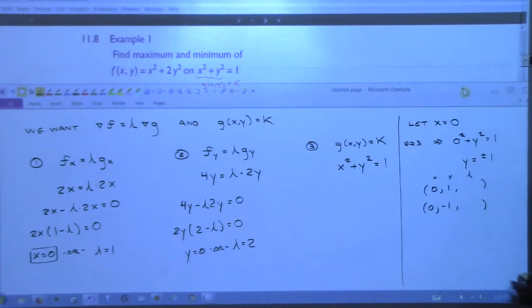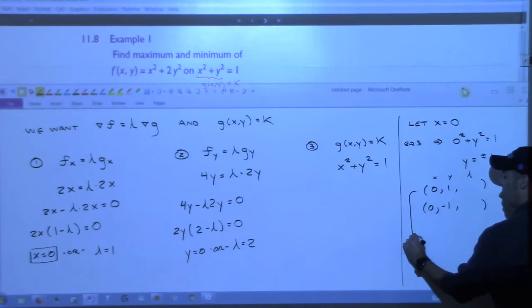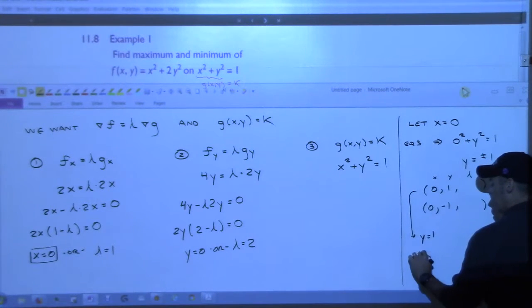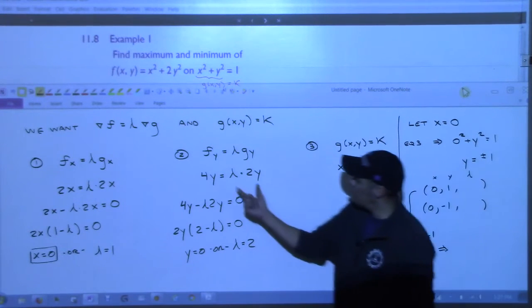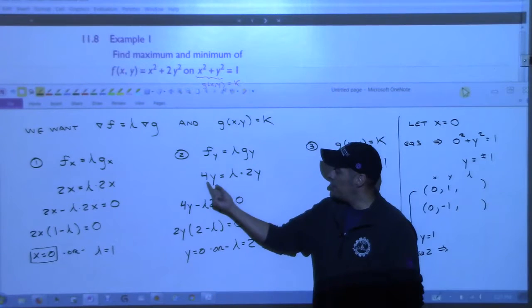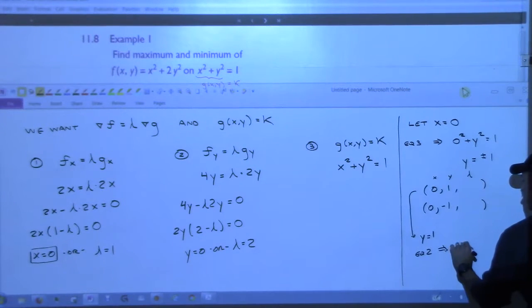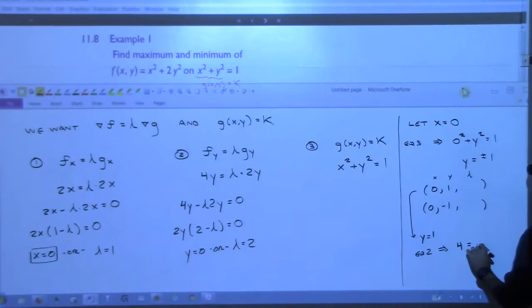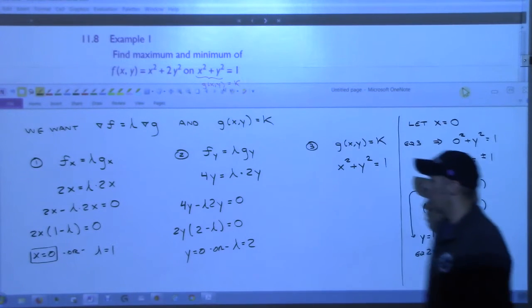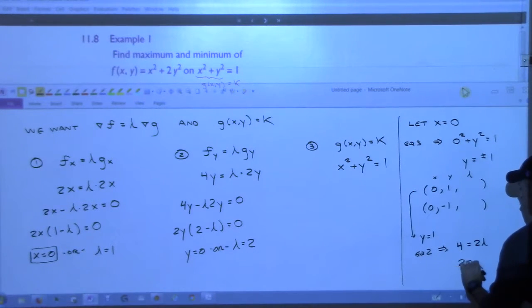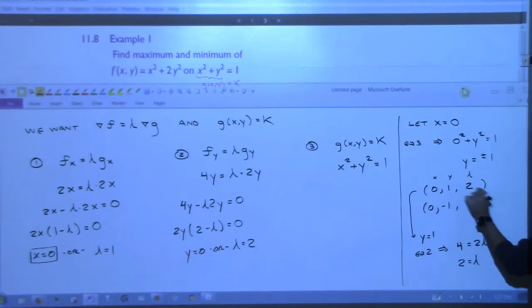Yeah, so looking at this case right here, if y is 1, then equation 2 would imply that, look, if y is 1 here, you get 4 equals 2 lambda, which means lambda is 2. And so that would force that to be 2, right? Make sense? And then what would happen on the next one?